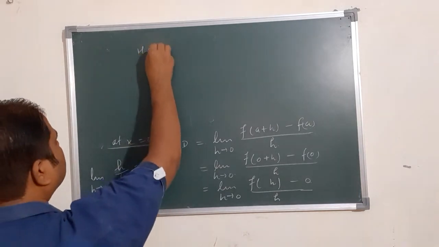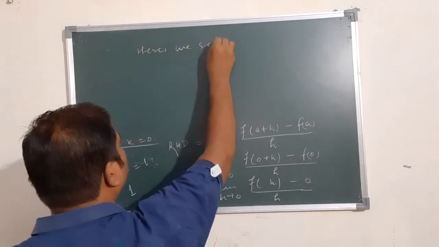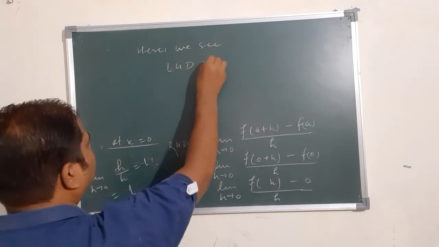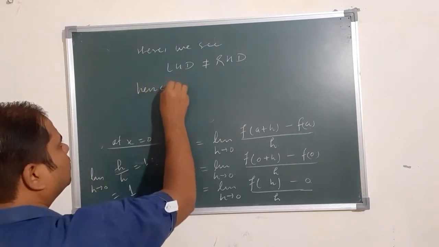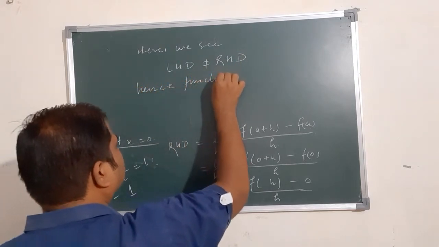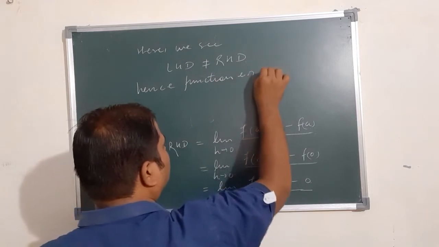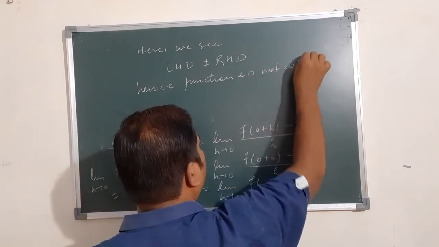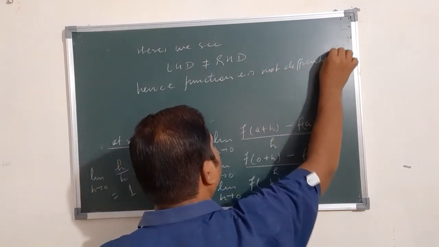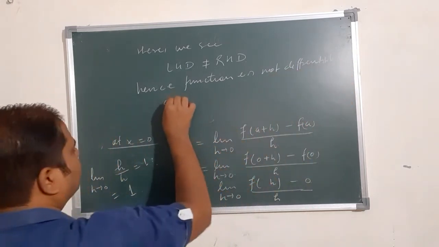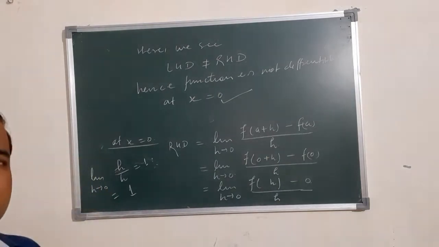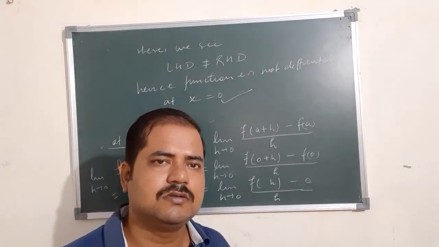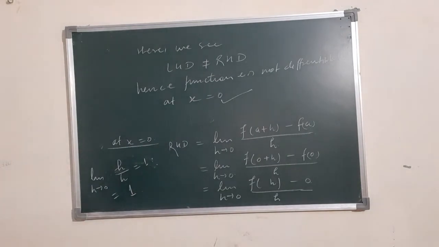So here we see LHD does not equal RHD, hence the function is not differentiable at x is equal to 0. Hence the function is not differentiable at x is equal to 0. Now we shall discuss the next question, so please try to note it down.